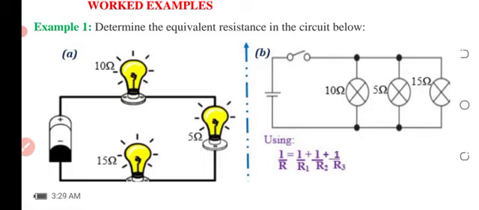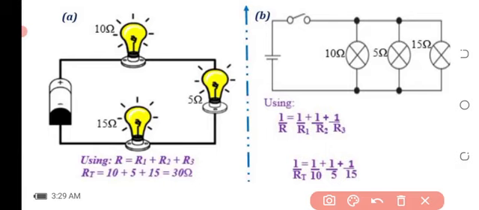In circuit A, we have a 10 ohm, 5 ohm, and 15 ohm resistance. If we are to calculate the equivalent resistance in this particular one, we are definitely going to add everything together, because in this circuit we have a series arrangement, that is, current is allowed to flow through one path from the source, and that makes us add every resistance in the circuit together, and that gives us 30 ohms.